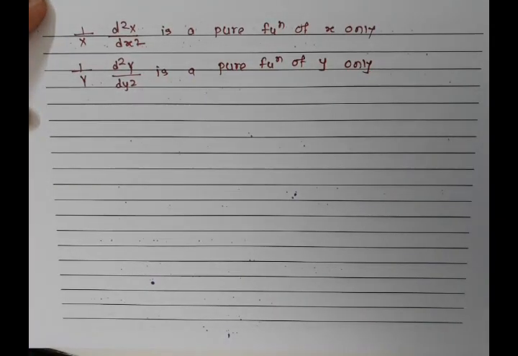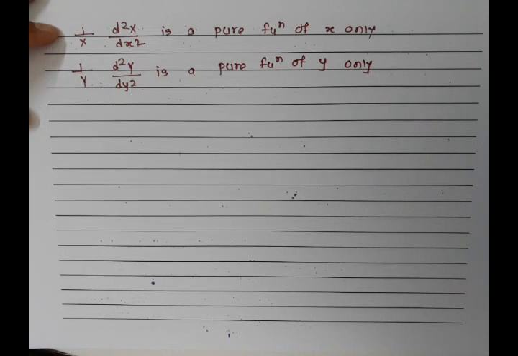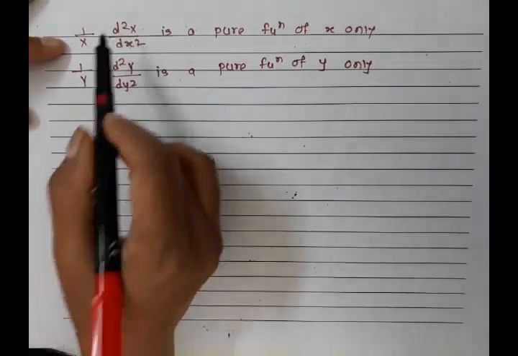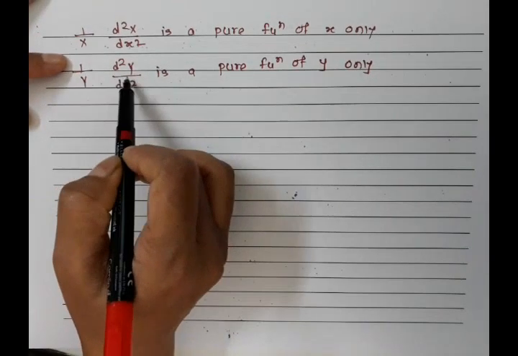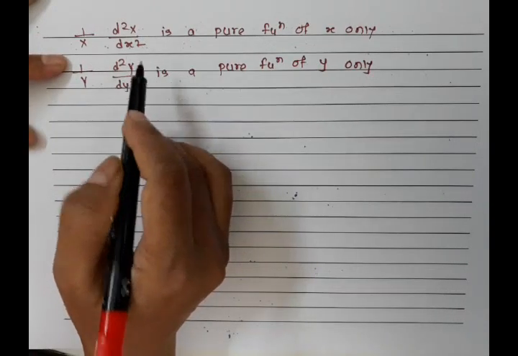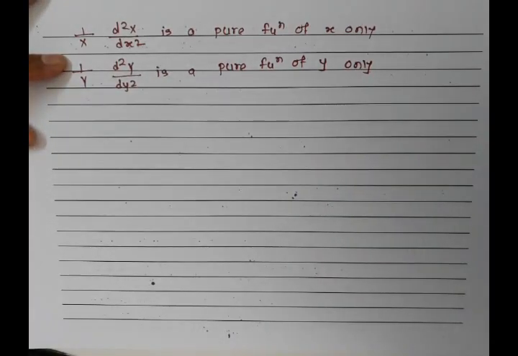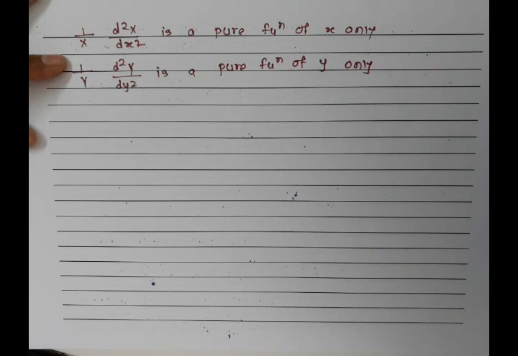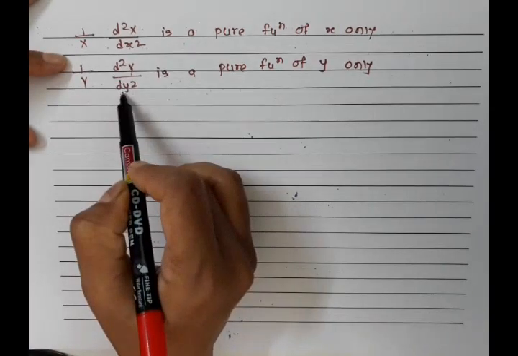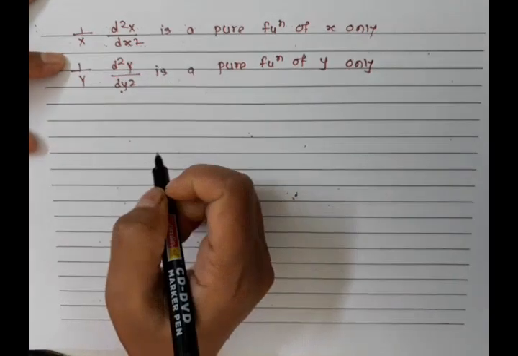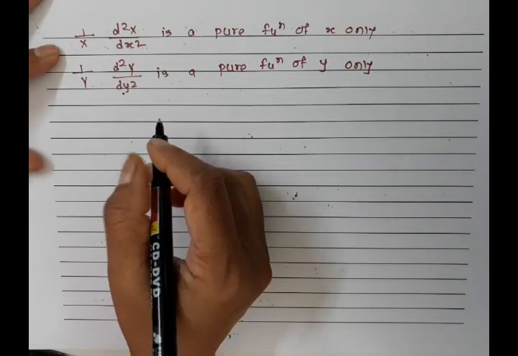Now you can see here is nothing but the sum 1/X d²X/dx² plus 1/Y d²Y/dy². So as these are pure functions, the sum of these is a constant, hence each term must be equal to a constant. Now each term must be constant, okay? X this must be constant and this must be constant. So we use the separation of variable method, okay.